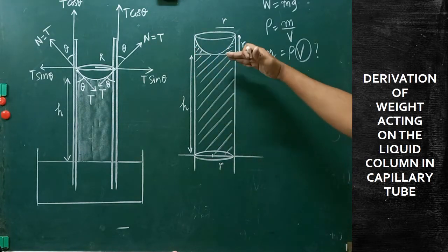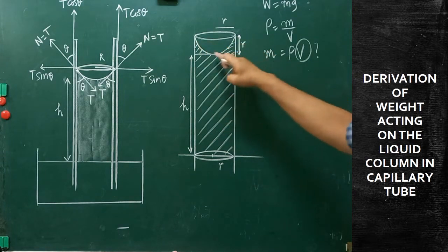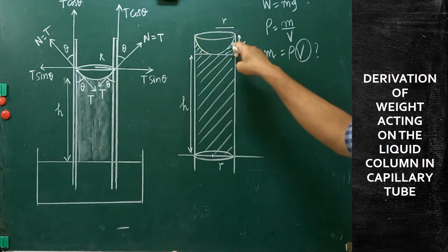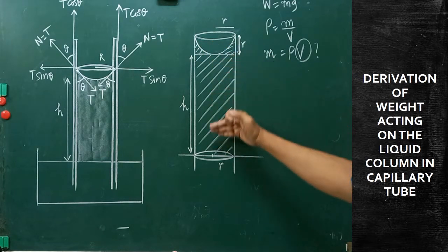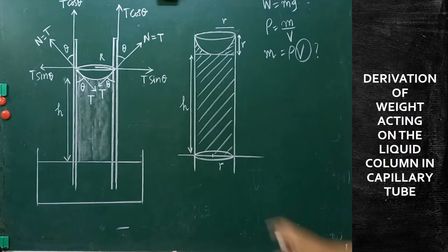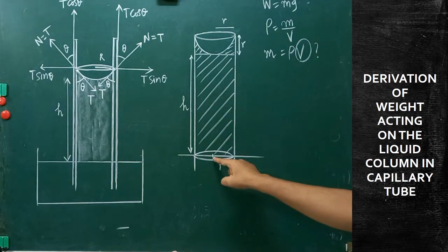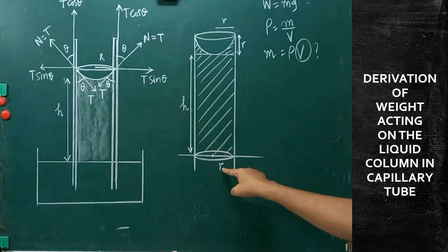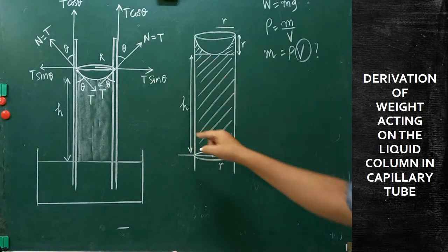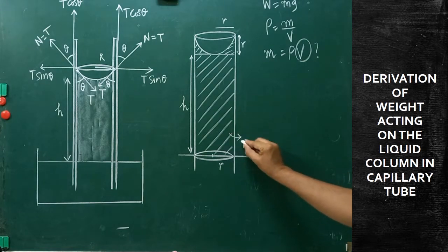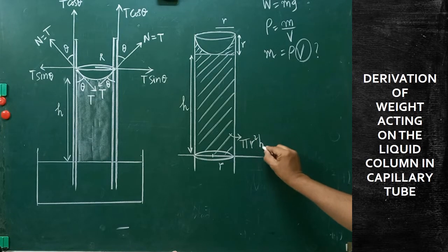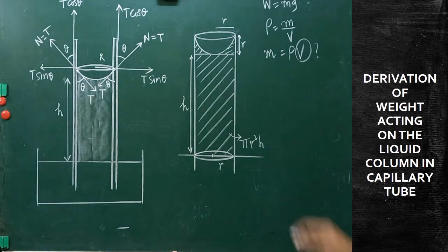First you separate them into two sections. Here one hemisphere is there. Are you clear? Just below the hemisphere, the water portion is there. This is a perfect cylindrical portion and the radius of this portion is R. This is a cross-sectional view of the capillary tube, that is R. The height of the water column is H. Therefore, the volume of water is pi R square H.